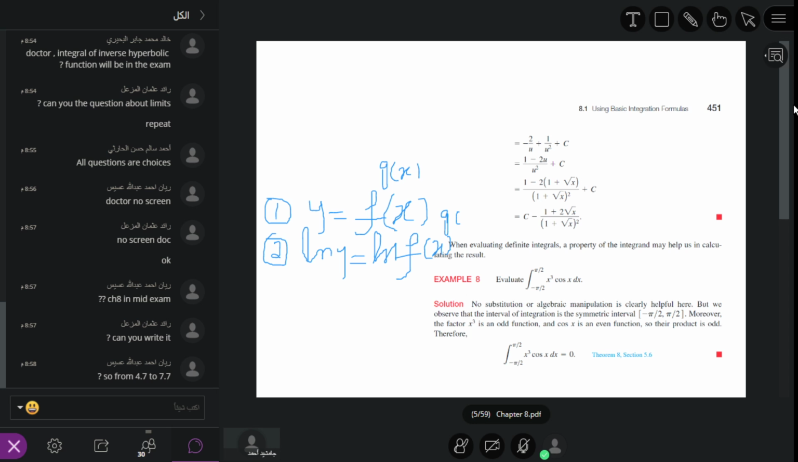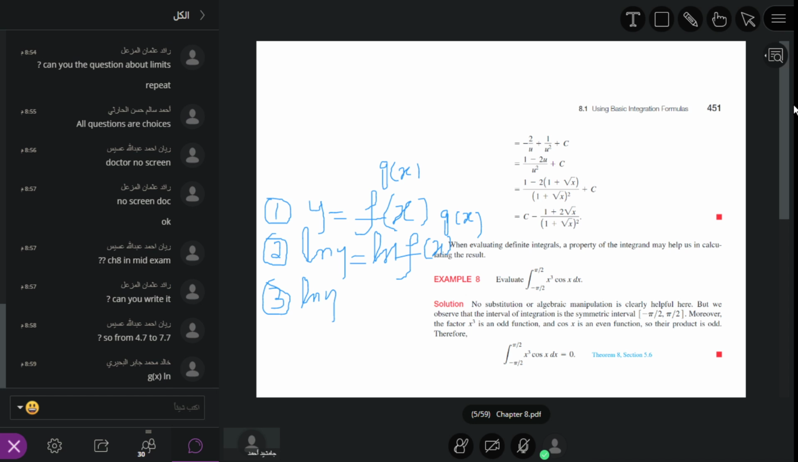What is the third step? We shift the power in the multiplication. Thus ln of y is g of x dot ln of f of x.